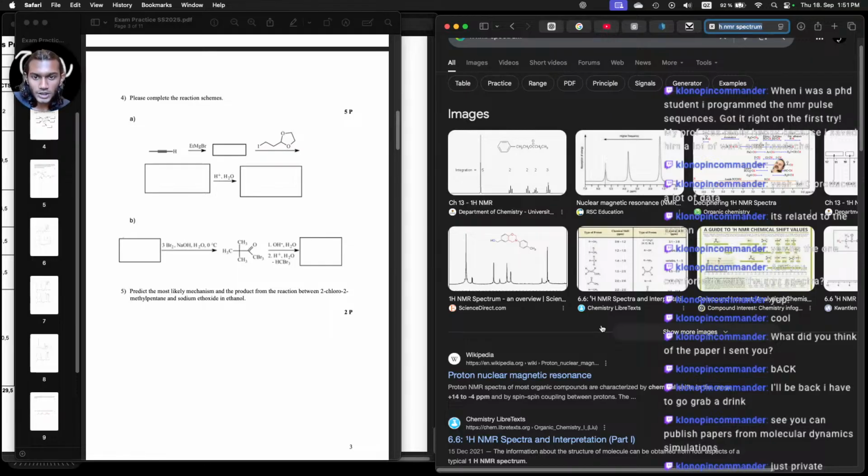When I was a PhD student, I programmed the NMR pulse sequences, got it right on the first try. My professor was really happy because I saved him a lot of work and headache. That's how you help as a student. NMR pulse sequencer. You programmed it in Python, I believe.